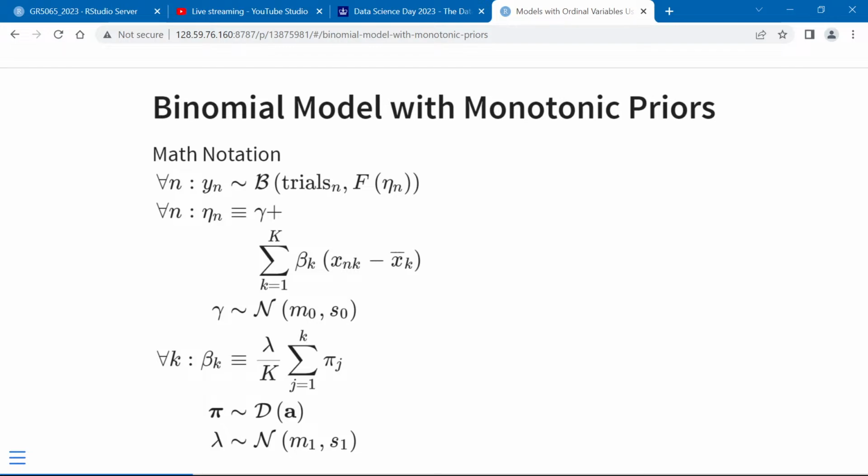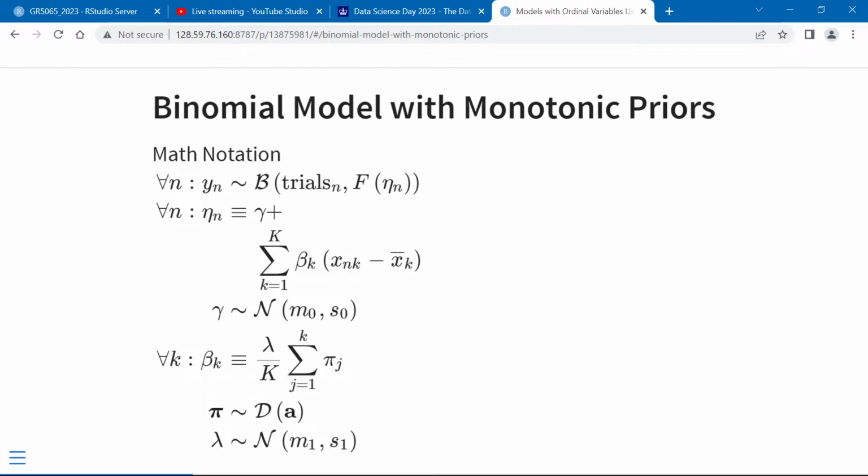Now, just because a predictor is ordinal doesn't mean you have to use this approach. You have the option to use it if you believe that the coefficients on those dummy variables should be either increasing or decreasing, which in a lot of situations sounds reasonable.